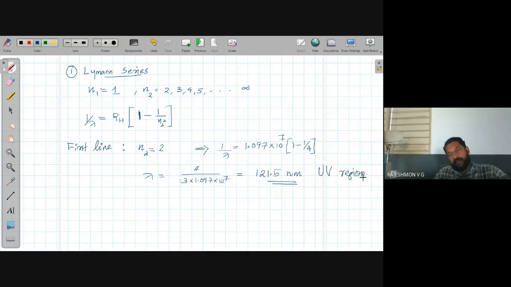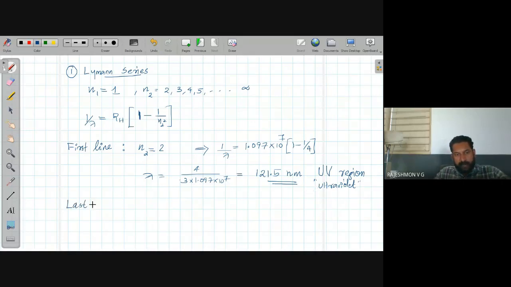What is UV? Ultraviolet. If you look at the range of various radiations in the spectrum that I already discussed in the first class, 121.5 lies in the range of ultraviolet. The Lyman series first line is in the UV region.